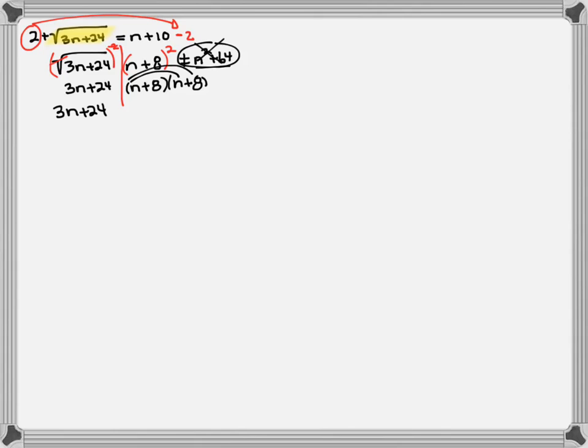So if I distribute, I get n squared plus 8n plus 8n plus 64. I'm going to combine my like terms.